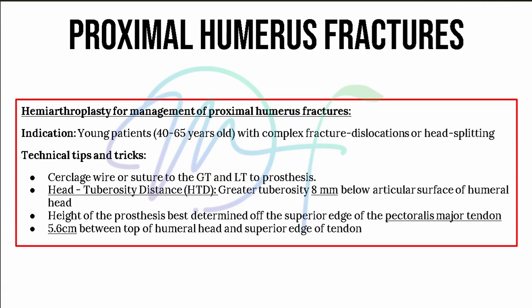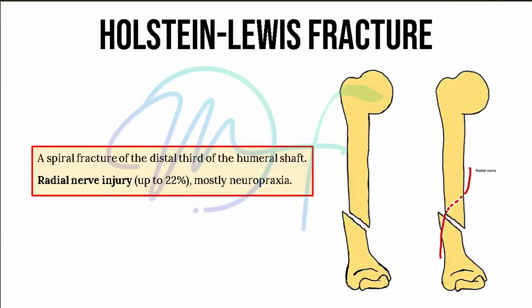A spiral fracture of the distal third of the humeral shaft, the Holstein-Lewis fracture, is often associated with radial nerve injury. Up to 22% of patients may experience neuropraxia. Surgical fixation is often required for stabilization.